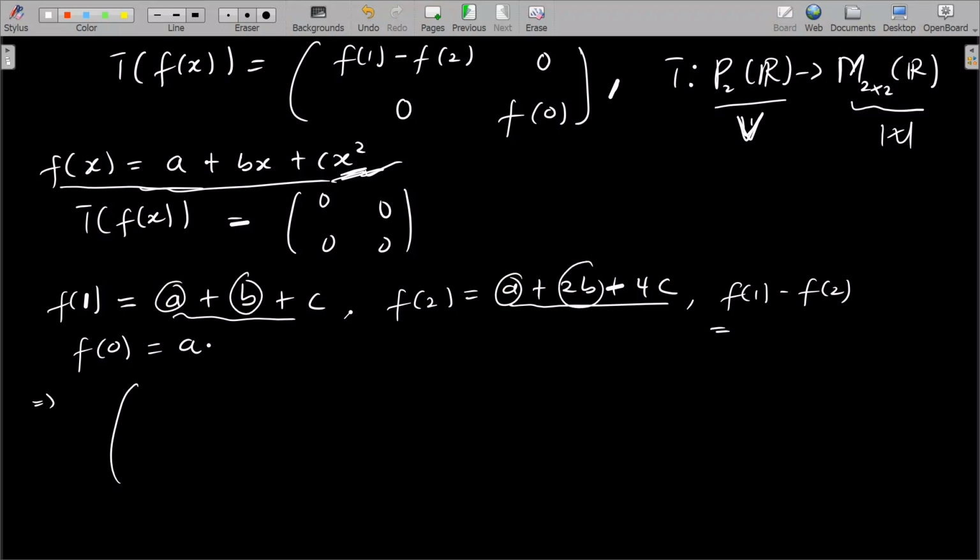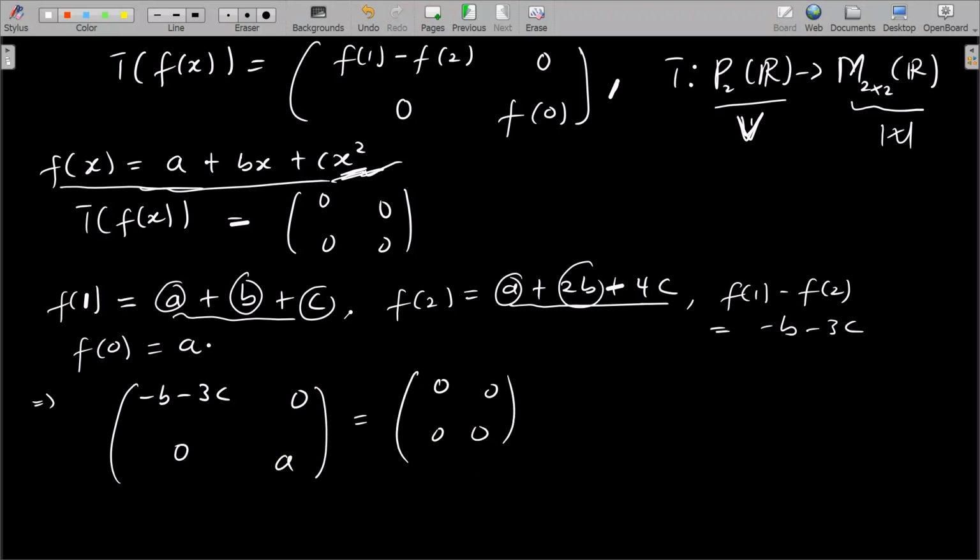B minus 2b, I'm going to have negative b. C minus 4c, I'm going to have negative 3c. So f of 1 minus f of 2 is going to give negative b minus 3c, right? We have negative b minus 3c, and on the other hand, I'm going to have 0 here and 0 here, and f of 0 gave us a, right? And this should give me 0 0 0, right?